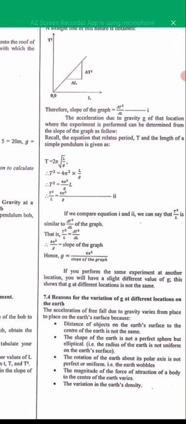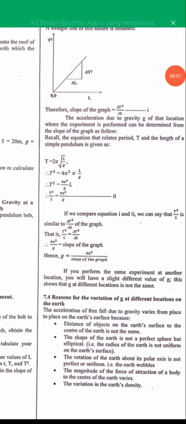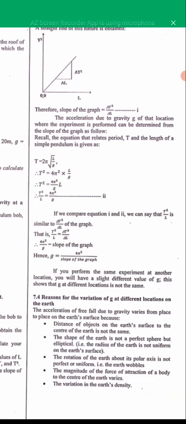Now look at 7.4. The reasons for the variation of g at different locations on the earth. Mass is constant, and that's one of the differences between mass and weight. Take note. Mass is constant. Weight varies. The mass of a body is constant because the mass of a body is the quantity of matter the body contains. Weight varies. So why do we have variations of g at different locations on the earth?